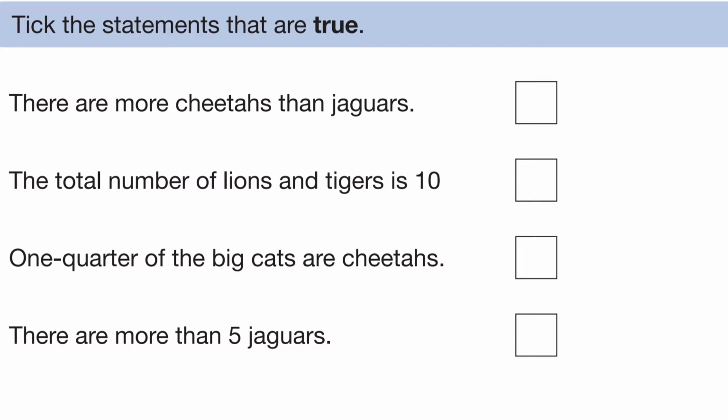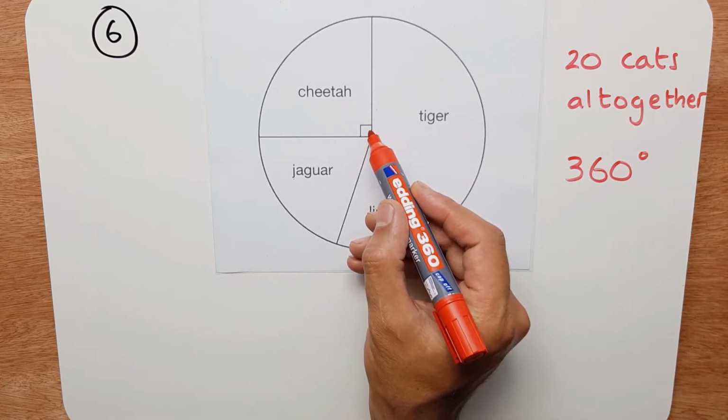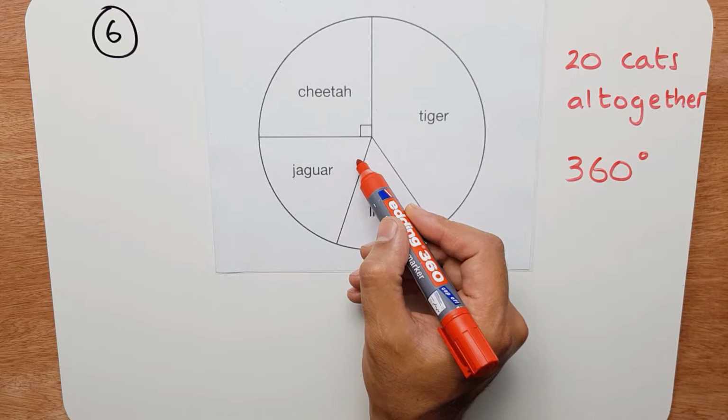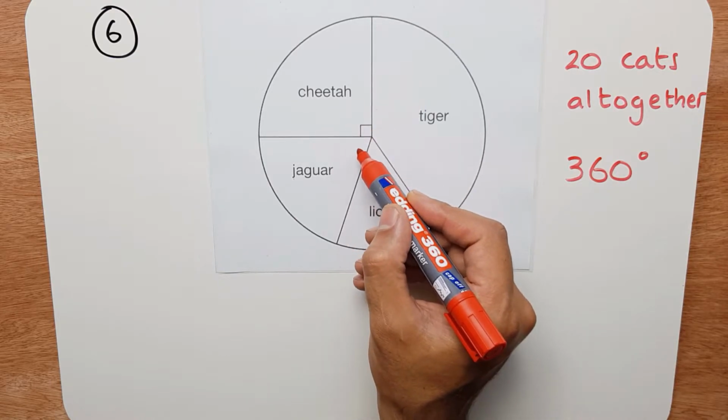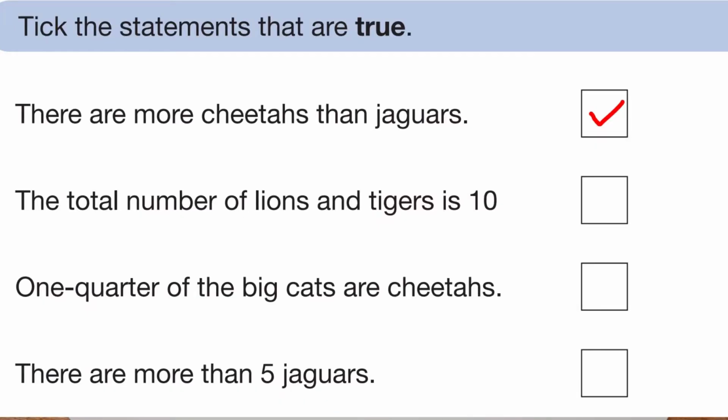Now the first statement is there are more cheetahs than jaguars. And we can see that this angle here is bigger than this, or this sector is bigger than this. So the first statement is true.